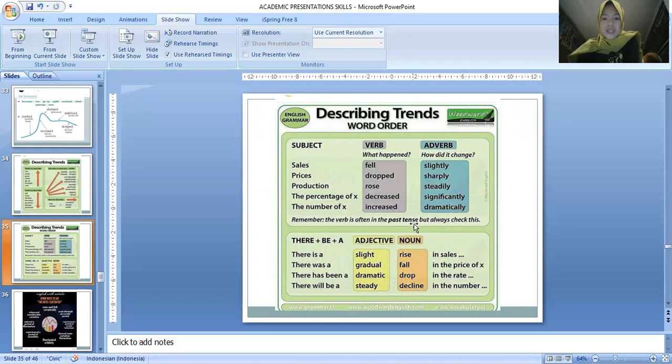Okay. And this is, remember, the verb is often in the past tense, but always check this. There is a slight rise in sales. So this is another version of describing trends. Yeah. You can also use this structure, and you can also use the second structure.